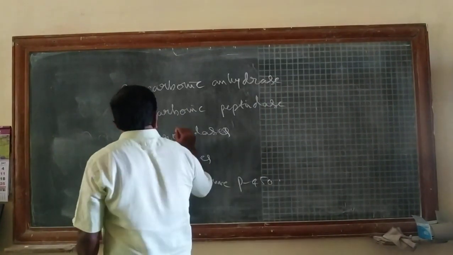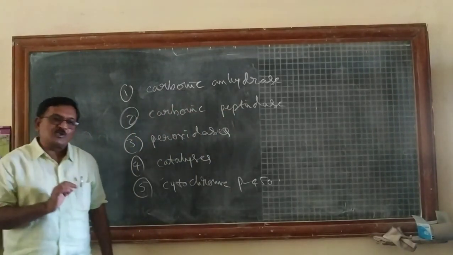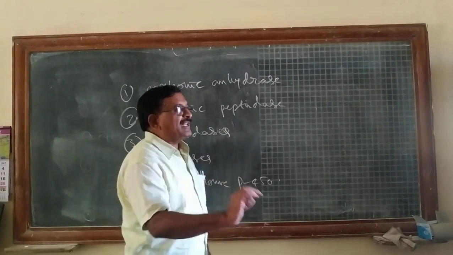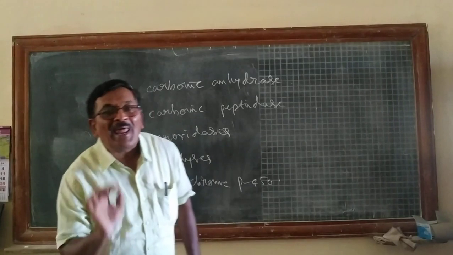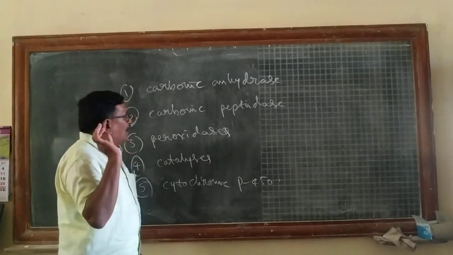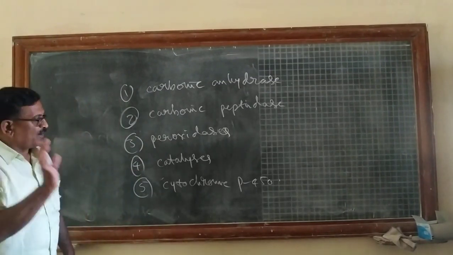Then the second one is the carbonic peptidase. The carbonic peptidase is also a metalloenzyme. It also contains a main metal, which is magnesium. So these two are present in plants. They are present in plants, that is, they undergo photosynthesis because of chlorophyll.